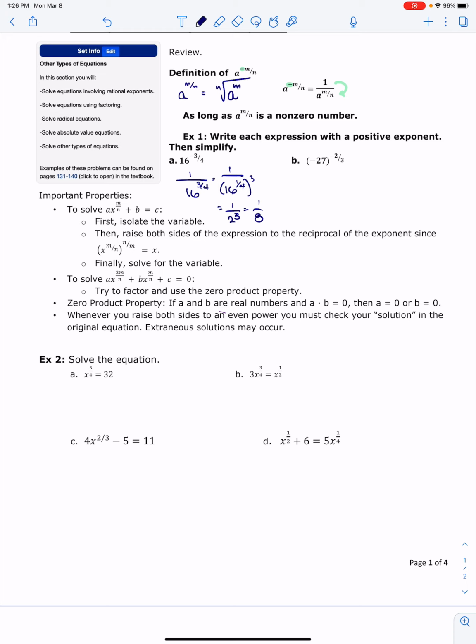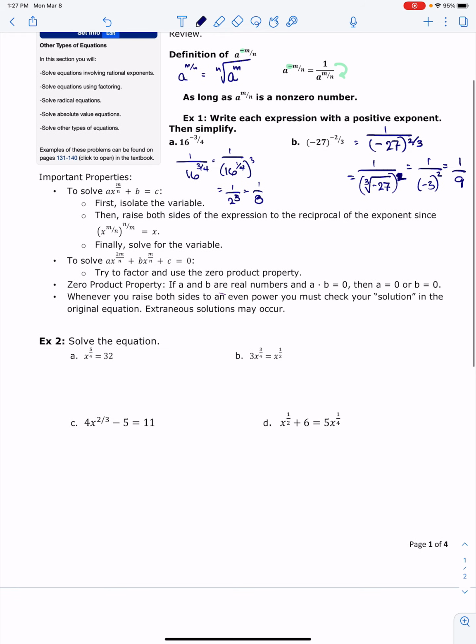B, we've got negative 27 to the negative 2/3. I am going to take care of that negative exponent first. And then I'm going to go ahead and take care of the cube root of negative 27. Oops, and that's going to get squared. Cube root of negative 27 is negative 3. We're going to square that. That even number in the numerator of our exponent means we end up with a positive answer.